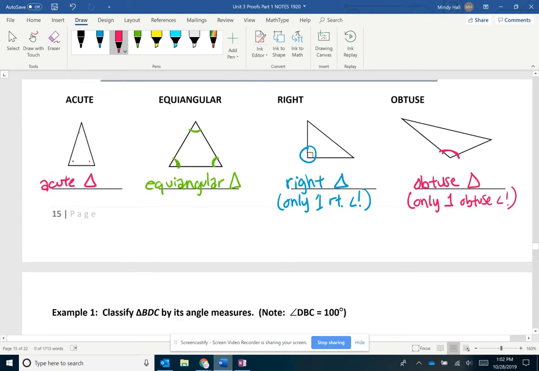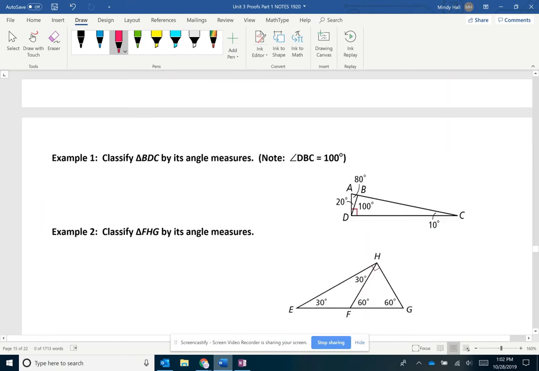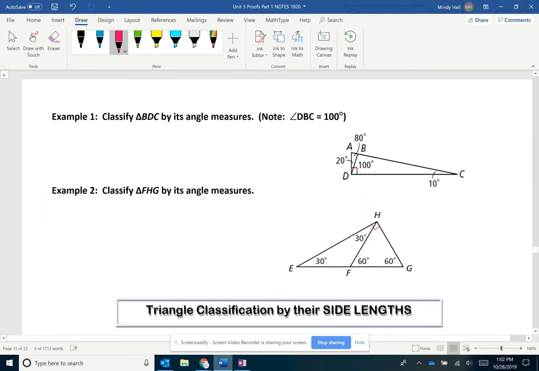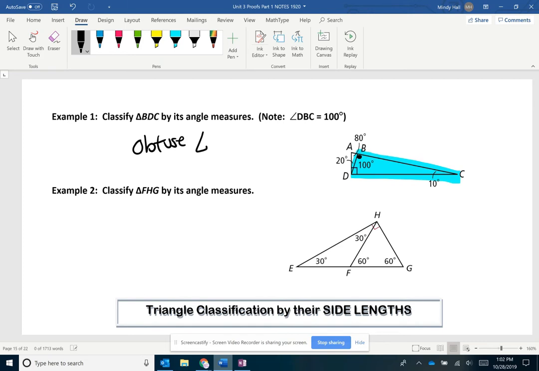Okay, so we want to classify triangle BDC by its angle measures. So we're going to go from B to D to C. So it's this long triangle. And notice because angle DBC right here is 100 degrees, that means that this triangle would be an obtuse triangle because of its one obtuse angle.